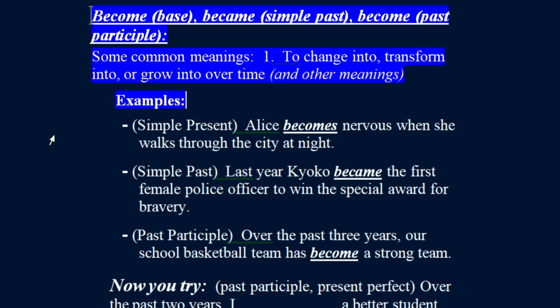Examples. Simple present. Alice becomes nervous when she walks through the city at night. Simple past. Last year, Kyoko became the first female police officer to win the special award for bravery. Past participle. Over the past 3 years, our school basketball team has become a strong team.